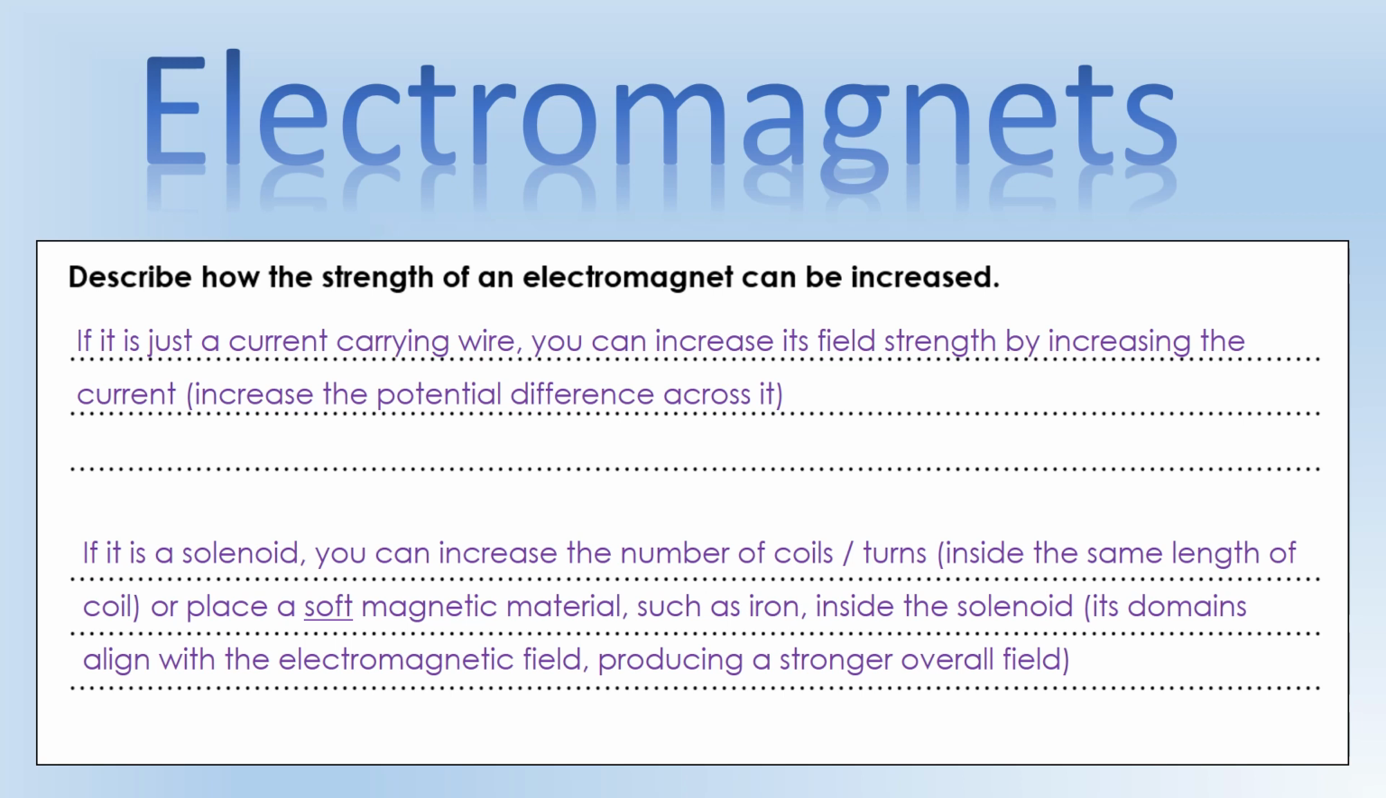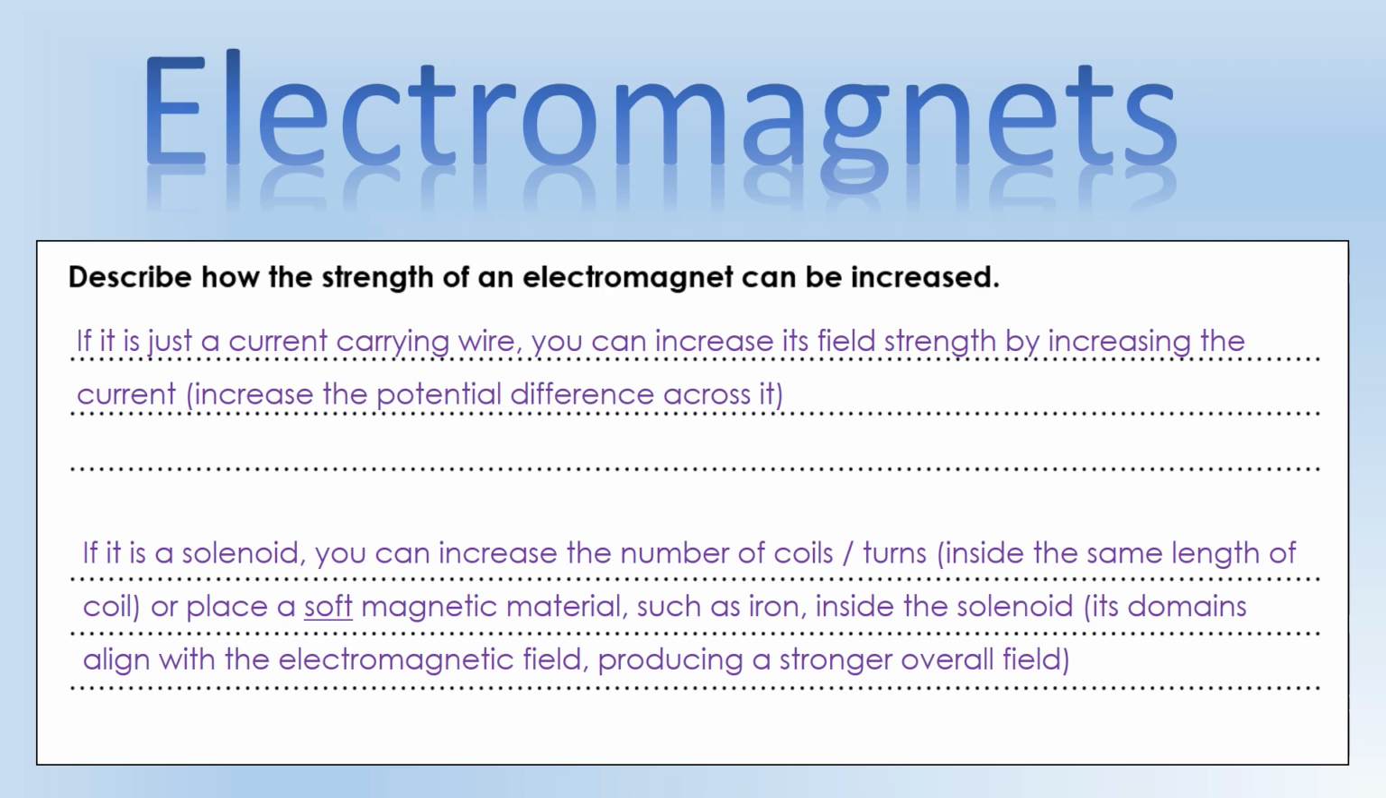We can increase the number of coils or turns inside the same length, and I'll show you what that means with a diagram in a second. Or what you can do is place a soft magnetic material, such as iron, inside the solenoid, because the iron's domains are going to align with the electromagnetic field, and that increases the overall strength of the field. So those are our three options for giving you a stronger electromagnet.